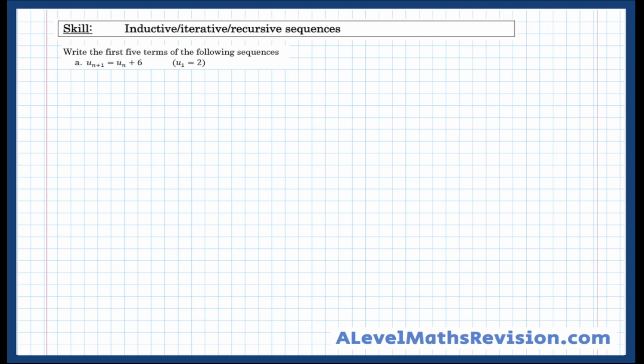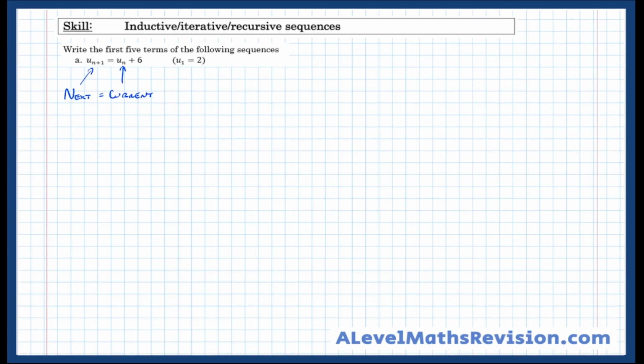But before we actually attempt it, what we're going to do is have a look at what it actually means. So you can see here it says u subscript n plus 1 equals un plus 6. What that says is that the next term in a sequence is equal to the current term plus 6. So you get the next term by adding 6 to the current term.